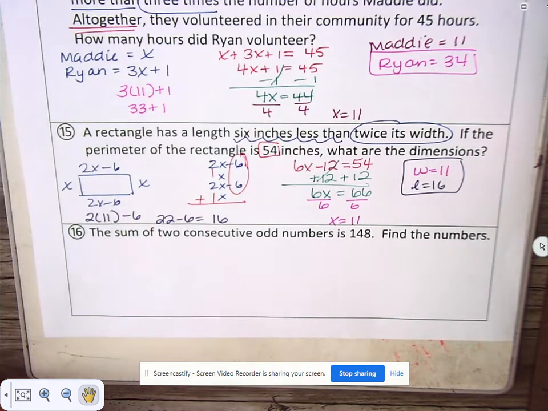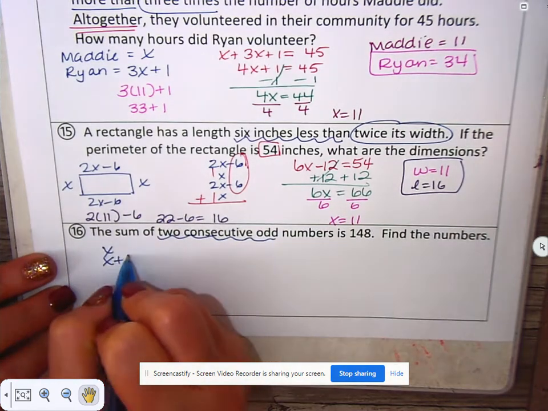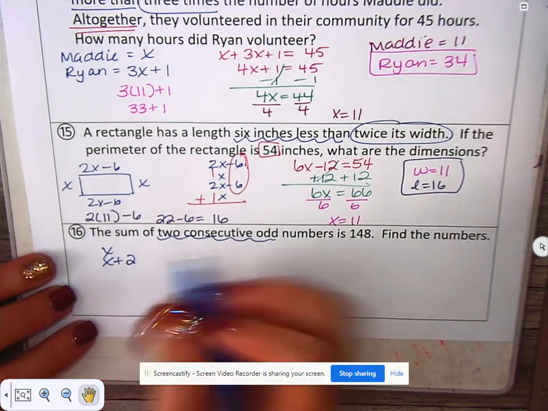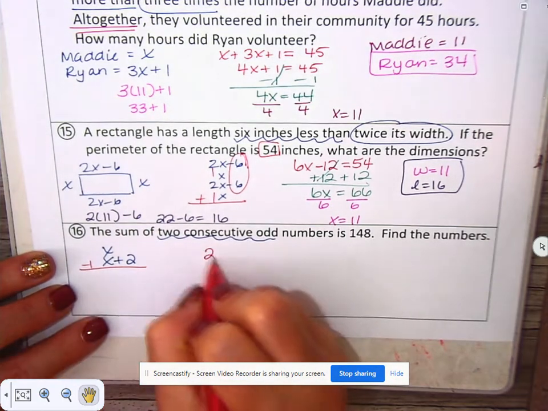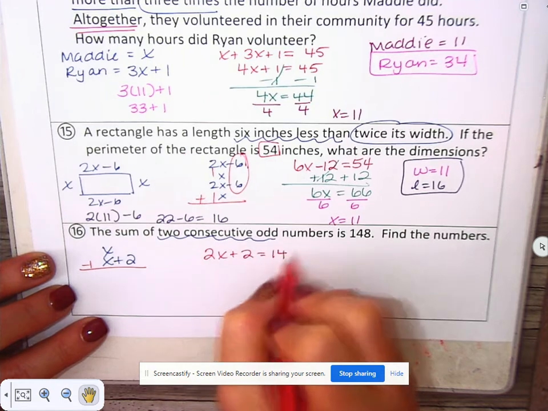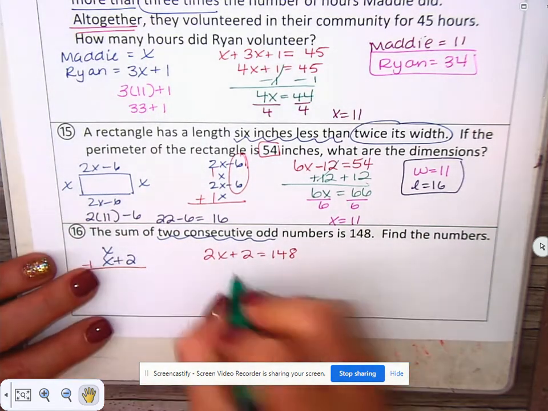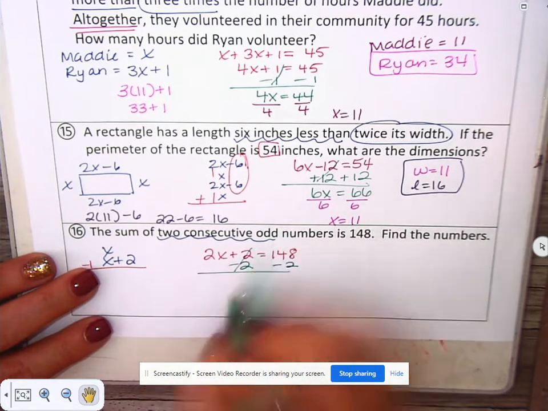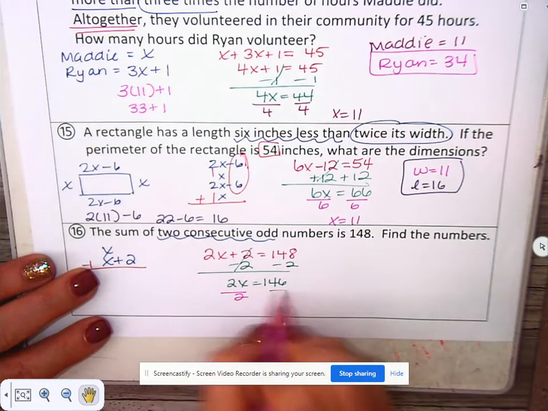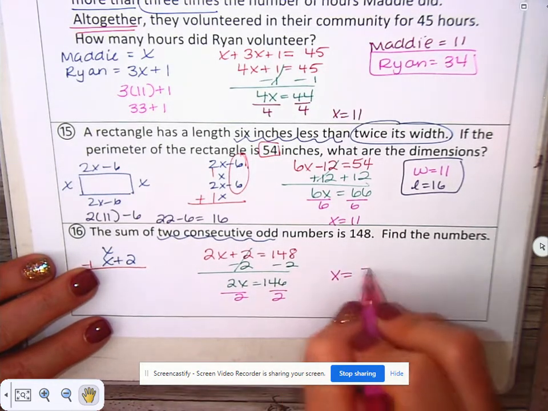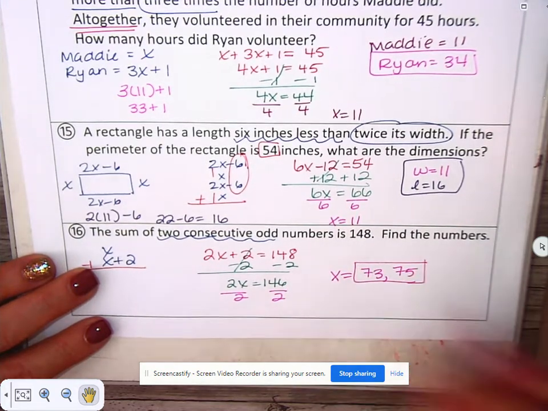All right, and our last word problem, the sum of 2 consecutive odds. So remember, if we're consecutive odd, we're x and x plus 2. The sum of that means we're going to add those together, which is going to give me 2x plus 2 is equal to 148. Two-step. So x is 73, and the next odd number after 73 is 75.